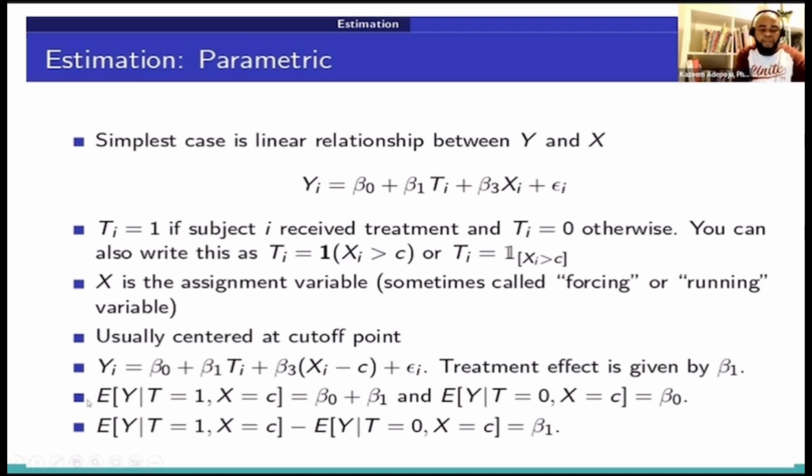Now, we can find the conditional mean of the response at the threshold. You get what I mean? Where T equals 1, that is going to be beta naught plus beta 1. And where T equals 0 and the running variable equals the threshold, it is going to be equal to beta naught. When we subtract the expected value of y, this guy minus this guy, we eventually have beta one.